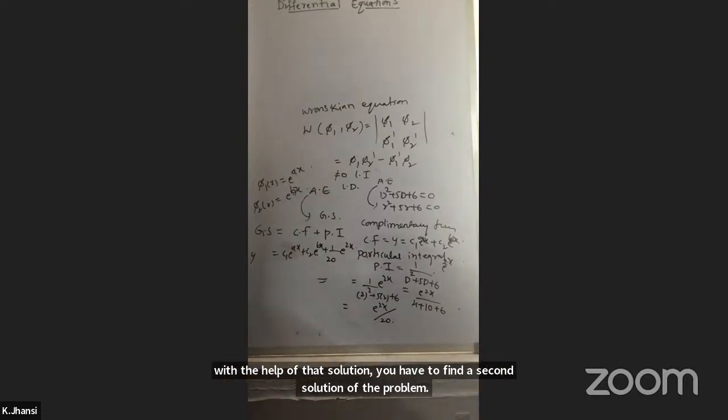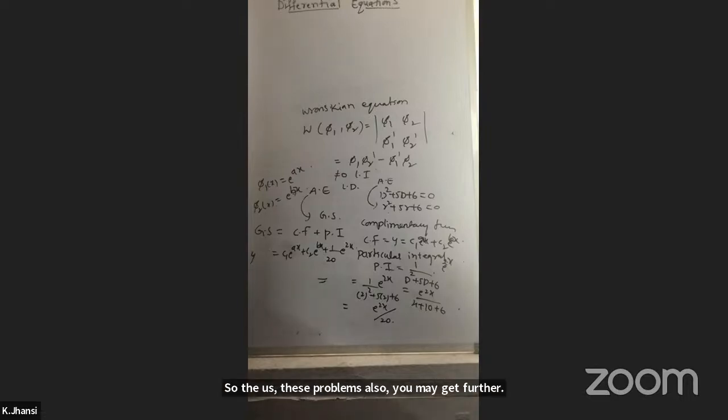So these problems also you may get for the 10 marks question in the 11th unit. Okay. So on this 233 page number, the Cauchy-Euler equation will be there. This is an important one. This is also useful.